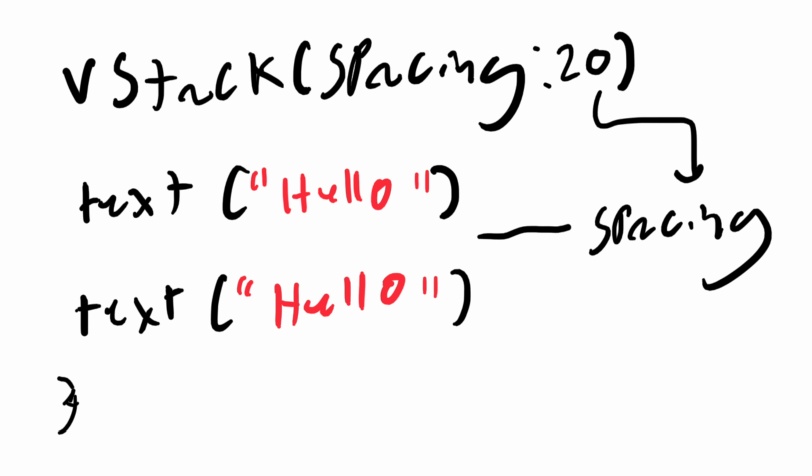And let's go over what we did. So all that's happening here is we're creating a vertical stack with two text views inside. And on the vertical stack, we're setting spacing. The spacing is of 20, so we're going to separate the two text views by 20 points of spacing.